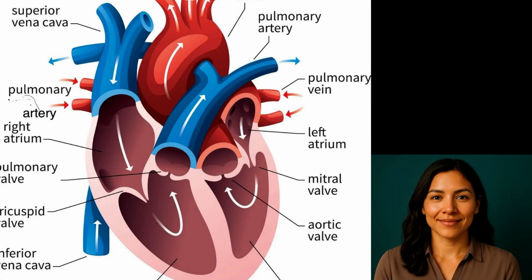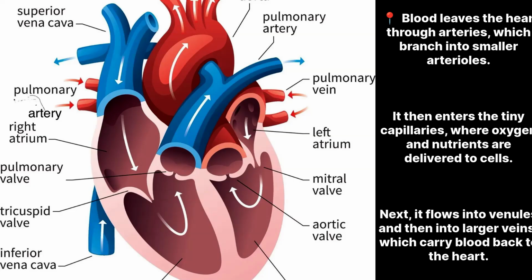The cardiovascular system is your body's transportation network, made up of the heart and blood vessels. The heart is a muscular pump that circulates blood throughout the entire body, moving about 5 liters of blood every minute. Here's the path blood takes. Blood leaves the heart through arteries, which branch into smaller arterioles. It then enters the tiny capillaries, where oxygen and nutrients are delivered to cells. Next, it flows into venules and then into larger veins, which carry blood back to the heart.